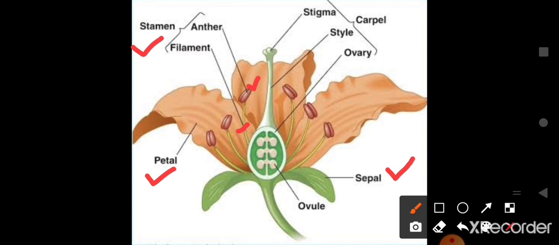Now our next portion is carpel. The central part of the flower is known as carpel or pistil. It is the female reproductive part of the flower. This part is again divided into three segments. First, top one segment is known as stigma, the middle segment is known as style, and the lowermost swollen part is known as ovary. This ovary contains seed-like structure known as ovule.